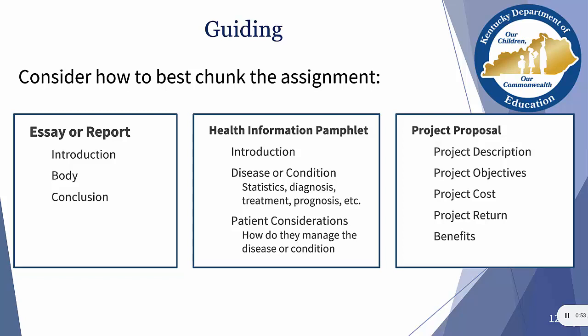You may be writing a project proposal. What's the description of the project? What are the objectives? What are the costs? What's going to be the return on this project as well as the benefits? So think about an authentic piece of text that is relevant to your program area. How can you chunk that up for the students so that you can give them some guidance and feedback through the writing process?